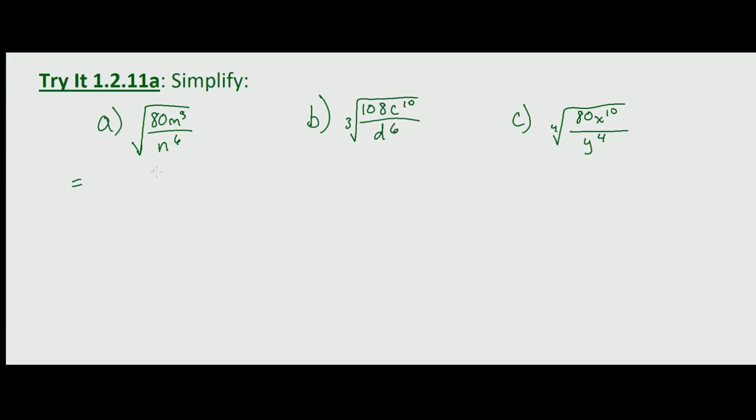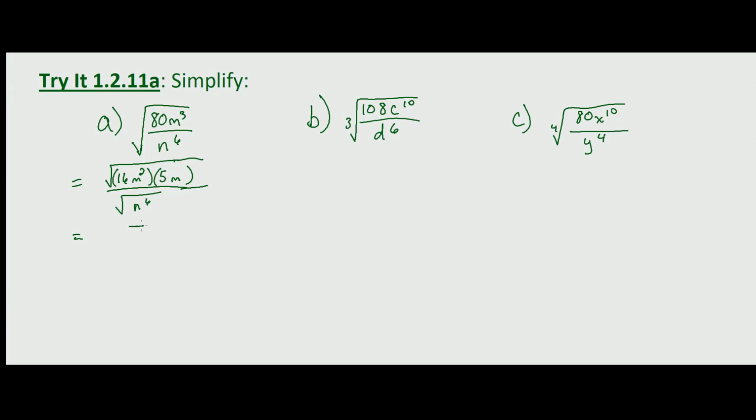So first off, let's separate this into, the bottom will be the square root of n to the 6th. The top is going to be 2 factors. We're looking for perfect squares that are factors of 80. Well, this breaks up into 16 times 5. And then m cubed, we're looking for a perfect square, so m squared, and we're left with m. 16 times 5 is our original 80. M squared times m is our original m cubed.